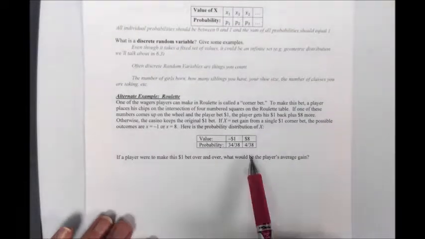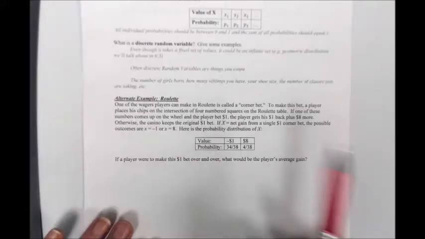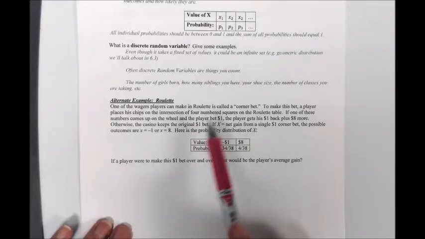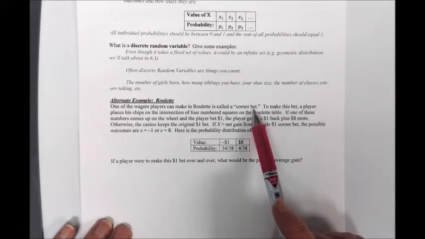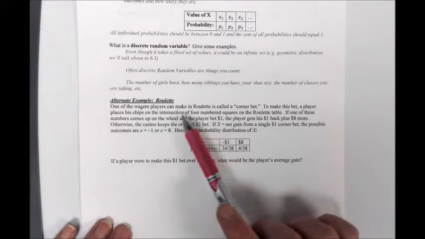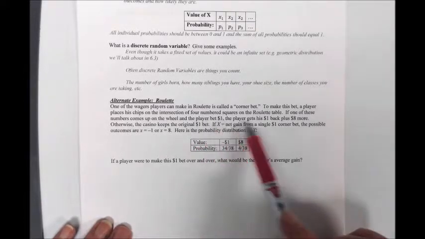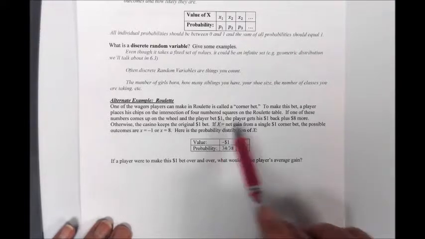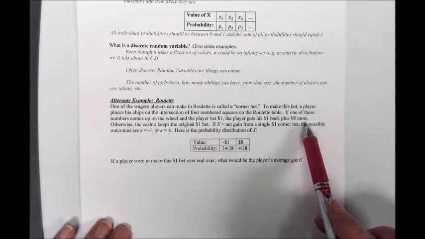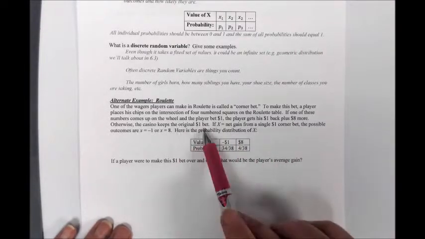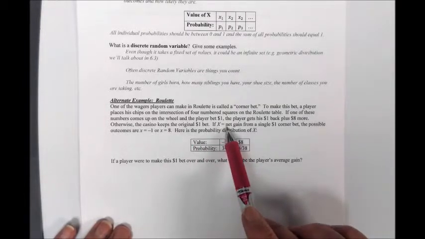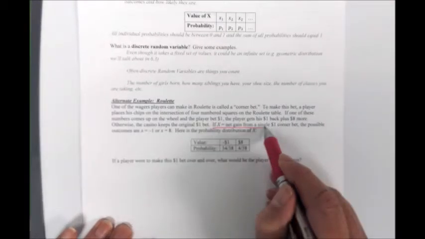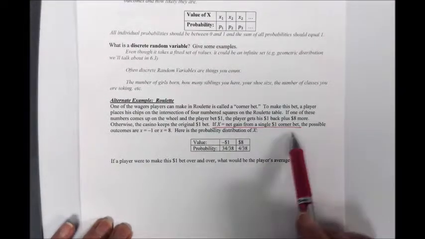Looking at a distribution, we're going to figure out how to find the mean and standard deviation of one of these. In roulette, there's something called a corner bet. You put your chip on the intersection of 4 numbered squares. If one of these numbers comes up and you bet $1, you get your dollar back plus 8 more. Otherwise, if you lose, the casino keeps the dollar. So X is the net gain. Again, we're always defining our random variables: the net gain from a single $1 bet.